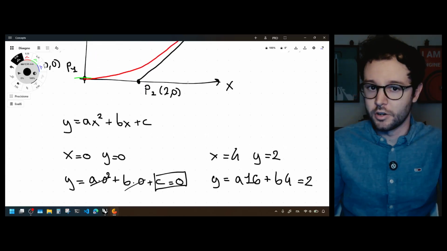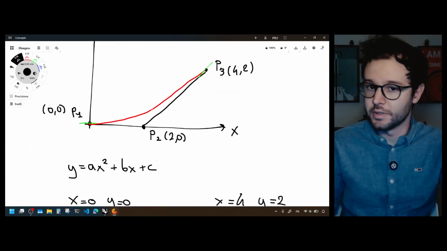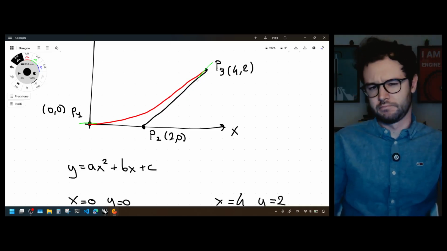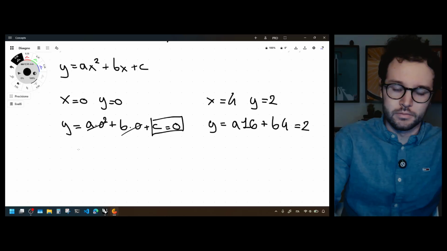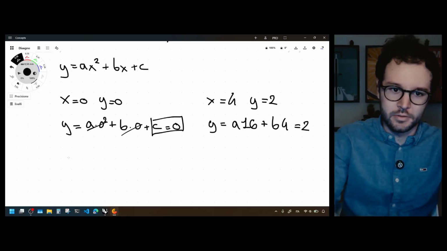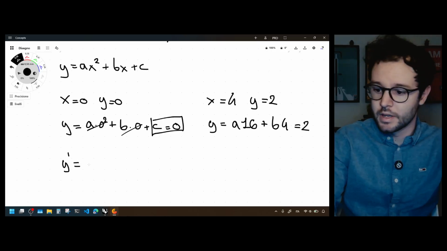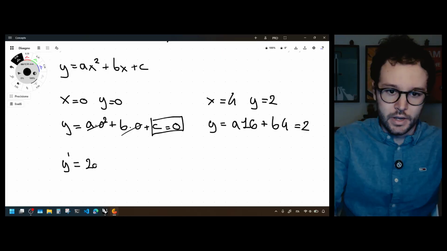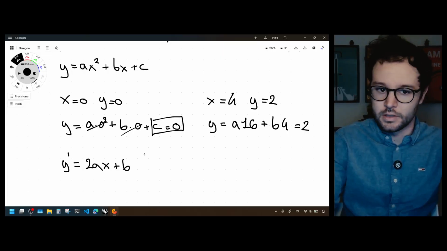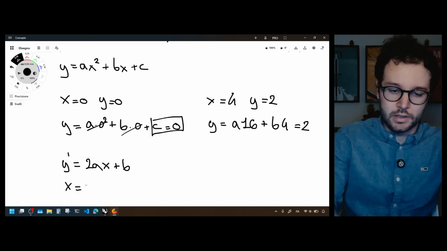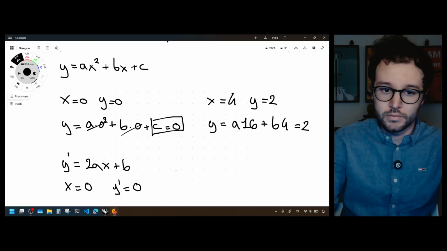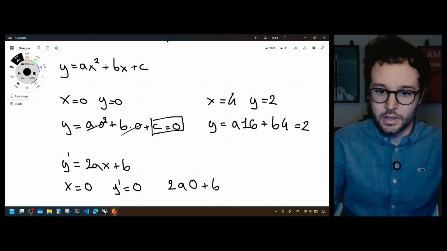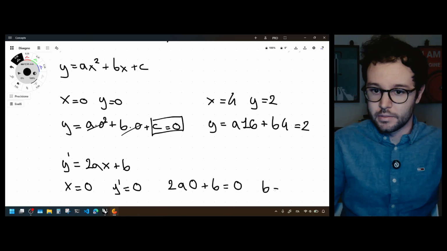And we know the slopes, as we said. We know that in P1 the slope is 0, and in P3 the slope is 1. Let's use the first one because it's easier to compute. So the slope is the derivative of the function, so y prime is the derivative: 2ax plus b. And we said that when x equals 0, y prime is 0 as well. So we can substitute that in: 2a times 0, plus b equals 0. So we found that b equals 0.